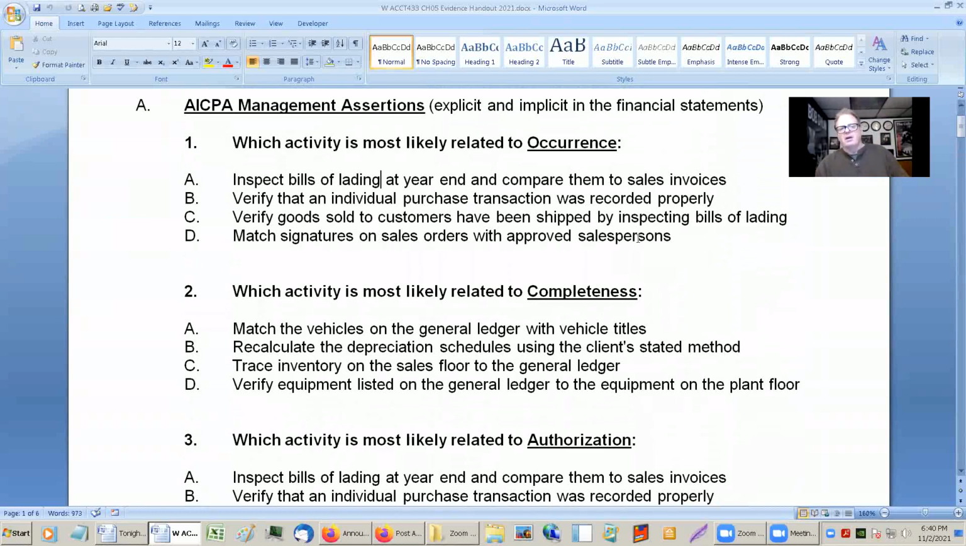Okay, so let's go through these. We'll talk about them and then we'll put them in. Which is most likely related to an occurrence? Now, an occurrence usually relates to the income statement. That something occurred. For instance, a sale occurred. Or it could be an expense that was incurred, a loss that was incurred, or whatever. But it's an occurrence, that something occurred. Usually you're looking at the income statement when you look at this one.